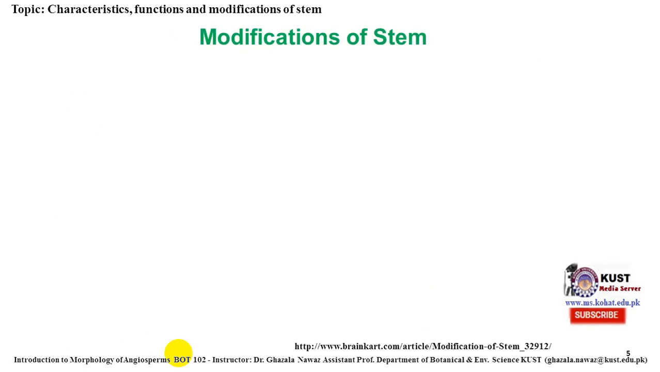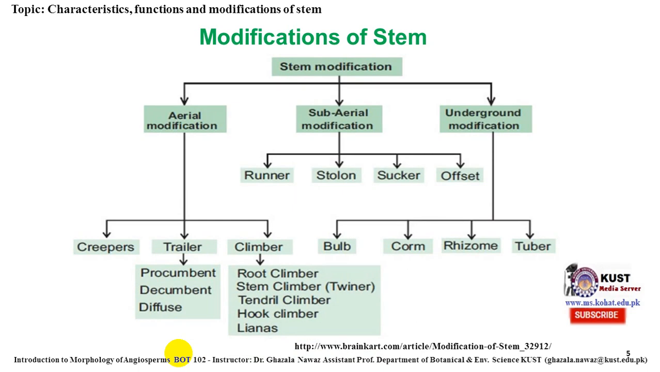We are going to discuss the modification of the stem. So in some plants, the stems are modified to perform the function of storage of food, support, protection, and vegetative propagation. So these are the purposes on the basis of which stem is modified. So first of all, the stem has been divided into three types on the basis of these functions.